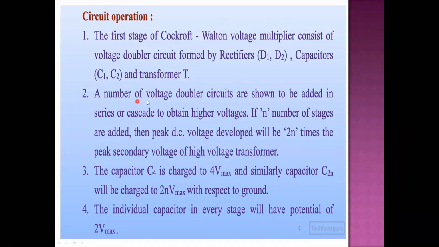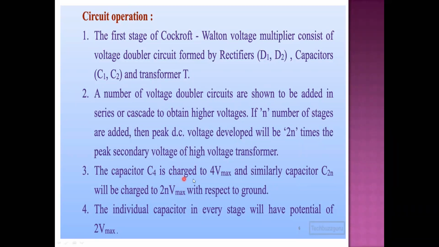A number of voltage doubler circuits are shown added in series, or cascaded, to obtain higher voltages. I have already explained, by connecting a number of voltage doubler circuits in series, or cascaded, we can generate very high voltage. If n stages are added, then the peak DC voltage developed will be 2n times the peak secondary voltage of the high voltage transformer. 2n times we are getting. I think you know well.